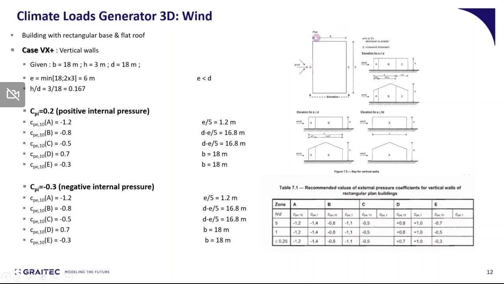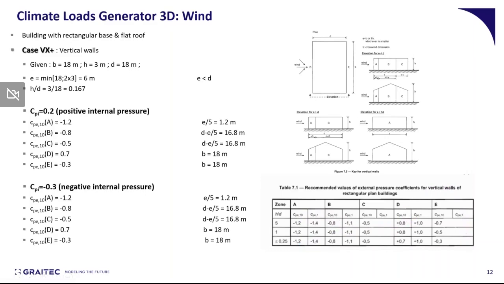D is the length of the area that the wind is parallel to, and E is defined as the minimum value between B or 2 times H. H is the height of the wall, as you can see here. So after defining those zones and the ratio H to D, the coefficient of external pressure can be found on this table for all these different zones.